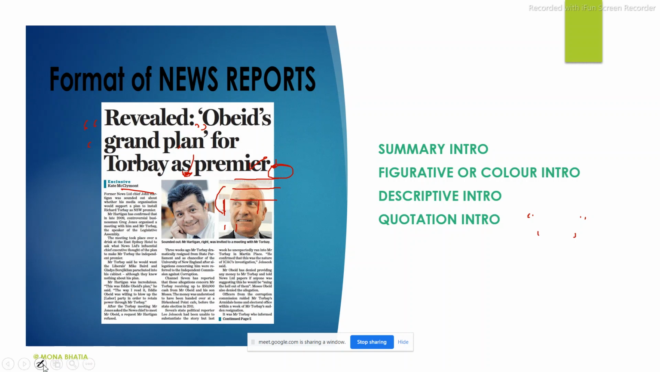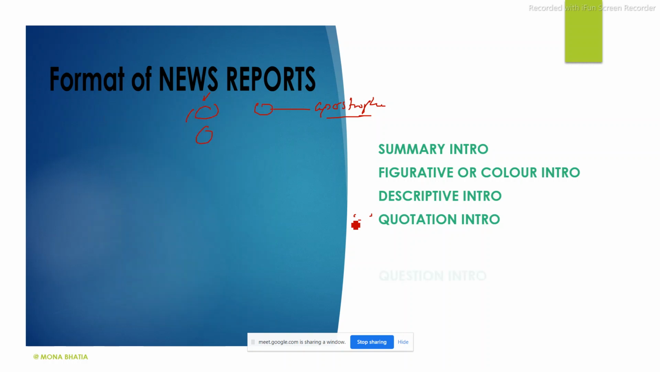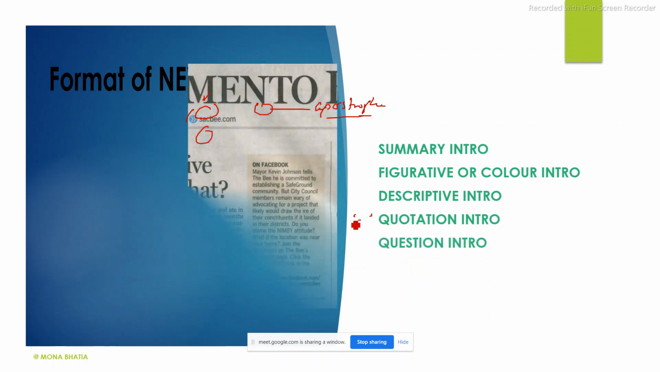You see here they have used these types of quotations, so many. Apostrophes have also been used in this. See, so whenever the news headline has quotation marks in it, that intro is called a quotation intro. Okay, let's go ahead. Question intro.